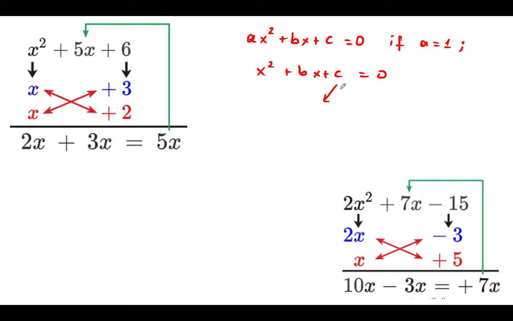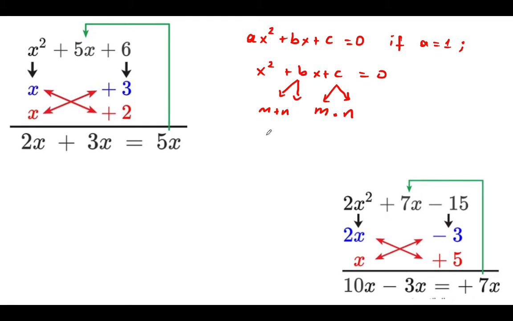We find two numbers in our mind, m and n. Their product must be c, and their sum must be b. So c is a constant. C is the constant number without a variable, and b is the middle term, the coefficient of x, or x to the power of 1.